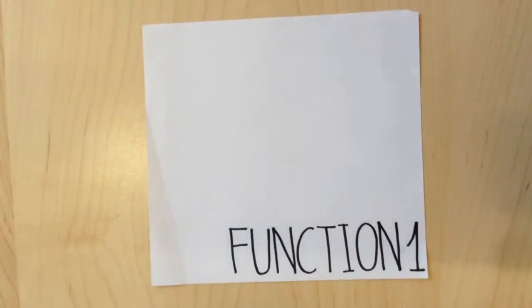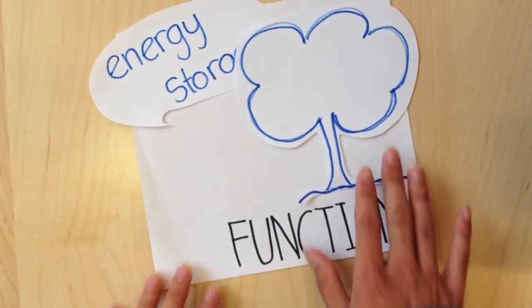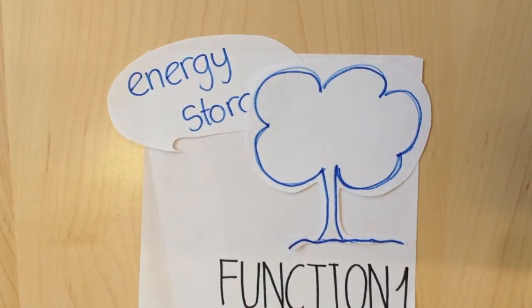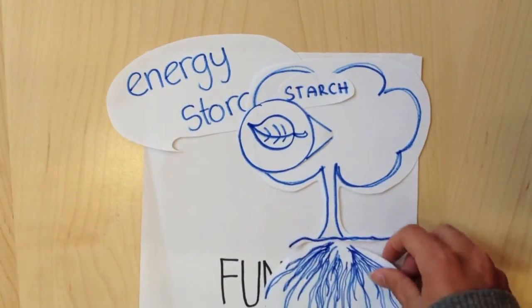So function 1 is energy storage. Actually, polysaccharides work differently for plants and animals for energy storage. So for example, here's the plant, the tree. And the polysaccharide in this case is called starch, which is mostly stored in the leaves and the roots.